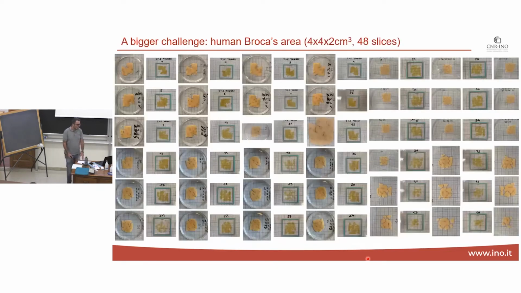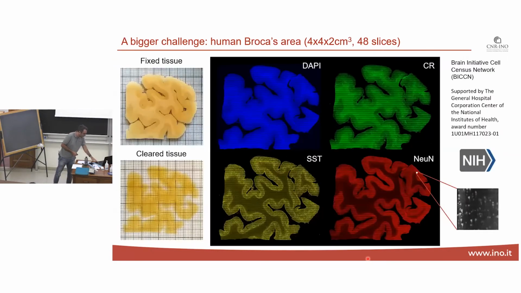This is a bigger challenge. This is a big portion of a human brain, and specifically the Broca's area, which is, I think, something related to language, if I can remember. And this was a massive undertaking because it had to be cut in 48 slices. Each slice had to go through optical clearing. So this is the slice before and after optical clearing. And this is what we get. So you see the slice before and after optical clearing.